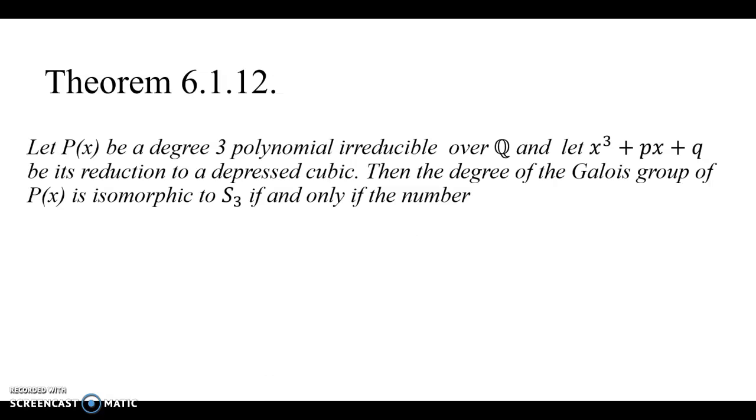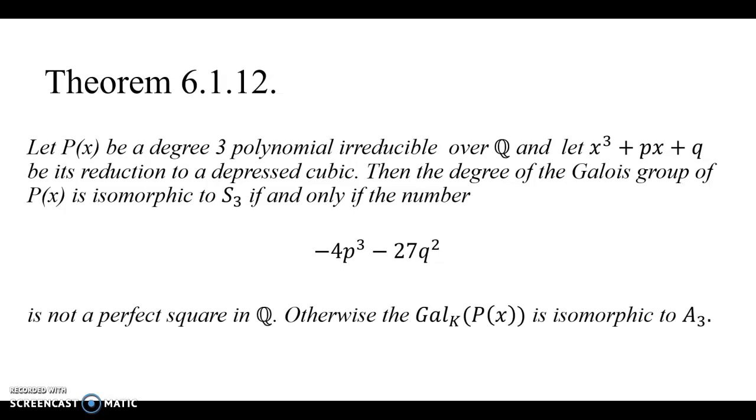Now let's just jump right into the next theorem that I want to talk about. So 6.1.12. Let P of x be a degree 3 polynomial irreducible over the rational numbers, and let x cubed plus px plus q be its reduction to a depressed cubic. Okay, so then the Galois group of P of x is isomorphic to S3, the group of permutations of 3 elements, if and only if the number negative 4p cubed minus 27q squared is not a perfect square in the rational numbers. Otherwise, it will be isomorphic to the alternating group A3.